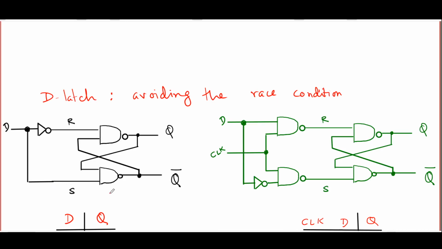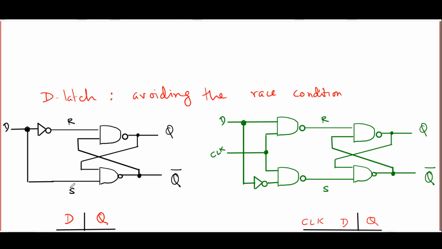Here, note that you have the standard RS NAND latch, but it is being fed with a single input, D. D is inverted before being fed to R, and D is not inverted and directly fed to S. So this actually ensures that depending on what D is, R will either be 1 and S will be 0, or R will be 0, S will be 1. In fact, S is always D, R is always D bar. So they are never equal at the same time. So the race condition definitely is avoided.